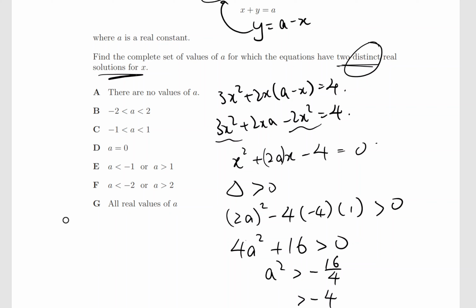Fine. And is a squared always greater than minus 4? Yes, it is. For any value of a, a squared is always greater than 0. Well, greater or equal to 0. So it's definitely greater than minus 4. So we know that no matter what value a takes, we will have two distinct real solutions for x. So the answer would be G.